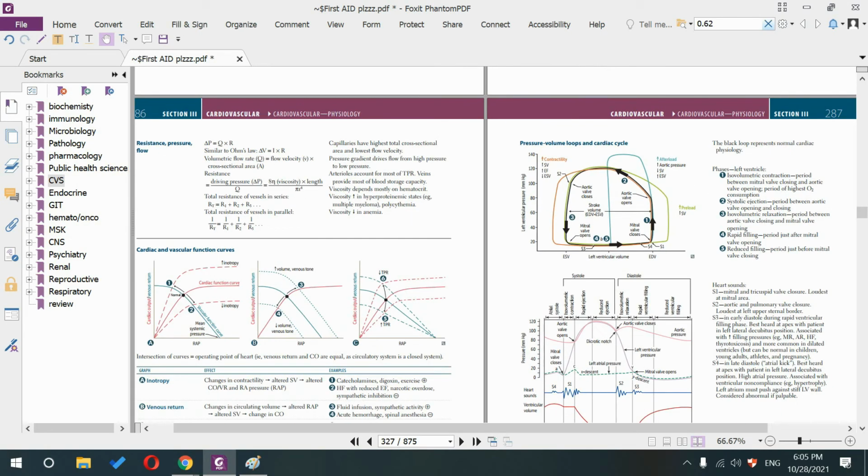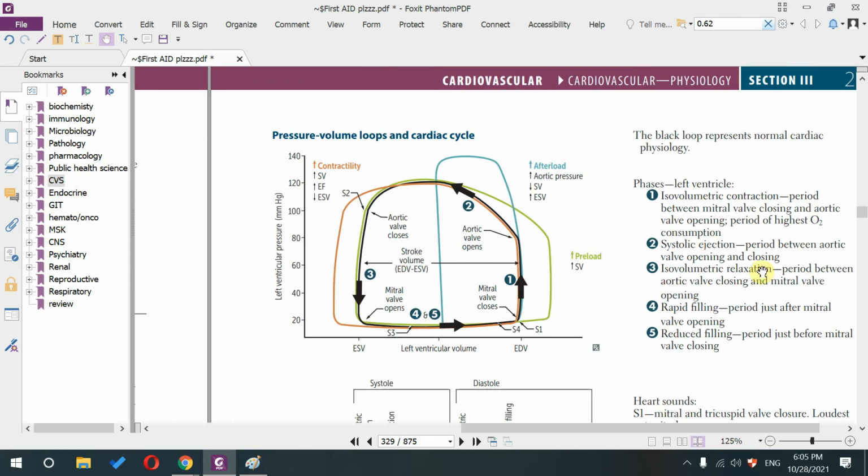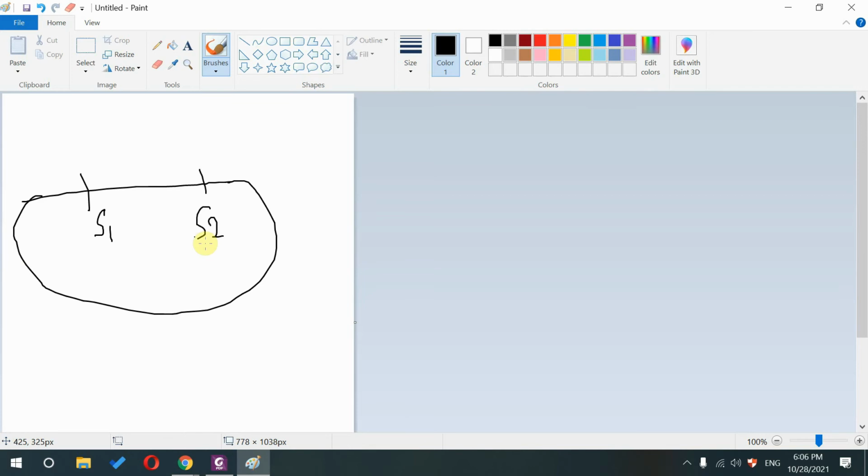Pressure volume loops and cardiac cycle. The idea of the cardiac cycle goes something like this. We have the systole and we have the diastole. These are the two periods of our heart contraction. We have the S1 and the S2. Between S1 and S2 we have the systole. Between S2 and S1 we have the diastole.